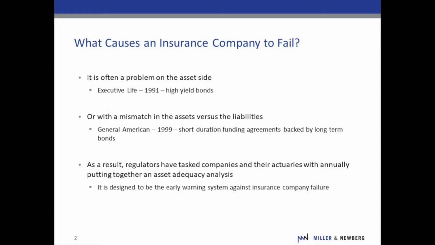That ended up being a problem for General American because as interest rates rose, a lot of their customers realized we can get a better deal elsewhere, and we can get out of General American without a surrender charge. So let's call up General American and get our money out so we can move it somewhere else. And too many of General American's customers did that in a short period of time, and they ended up failing.